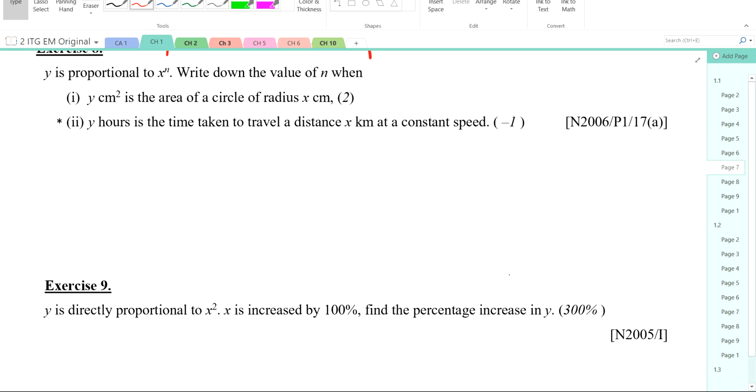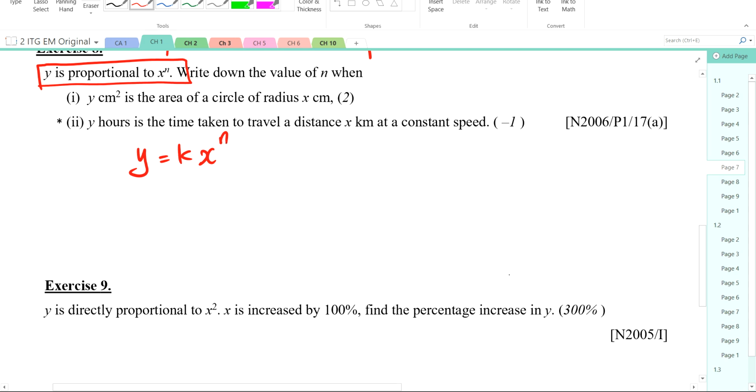Right, first sentence, y is proportional to x power n. Can you understand this sentence? Okay, first thing you write down, y equals kx power n. Write it down now. Whenever they tell you that something is proportional to something, you can always write down the equation where there is a scale factor. In this case, it is k.